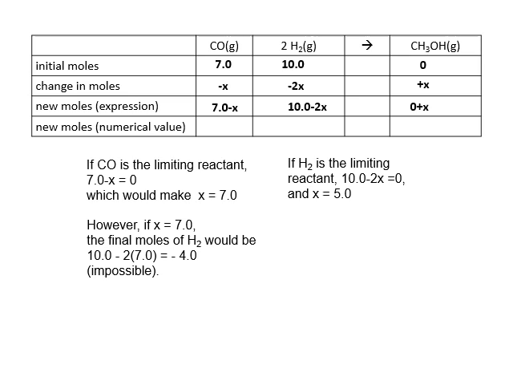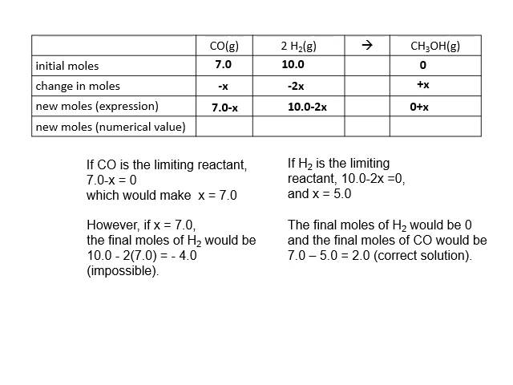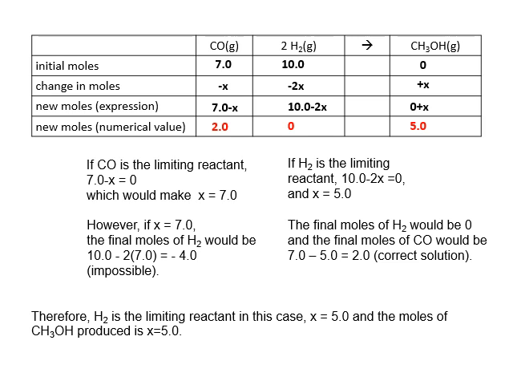Let's next try to see if hydrogen is our limiting reactant. Its expression is 10 minus 2x. If we set that equal to 0, then x would be equal to 5. If we use x equal to 5, the final moles of hydrogen would be 0. The final moles of carbon monoxide would be 7 minus x, or 7 minus 5, which equals 2. That's a positive number and the correct solution. Therefore, hydrogen must be our limiting reactant, x will be equal to 5, and we can plug that value of x into the other expressions to get a value of 2 for the carbon monoxide gas and 5 for the methanol.